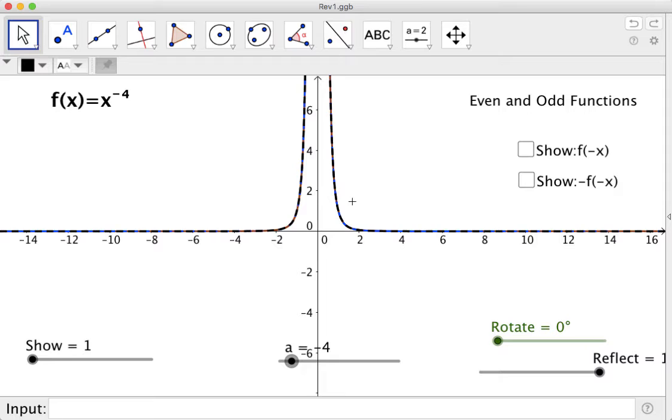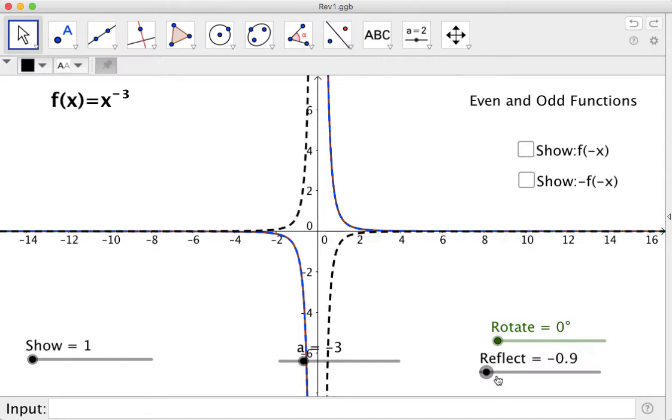So when we have x to the negative fourth, we can see that f of negative x is identical to f of x, but negative f of negative x gives us a different looking function. Again, that manifests as a function that reflects onto itself across the y-axis, but does not rotate onto itself. When it's odd, on the other hand, it rotates onto itself, but does not reflect onto itself.